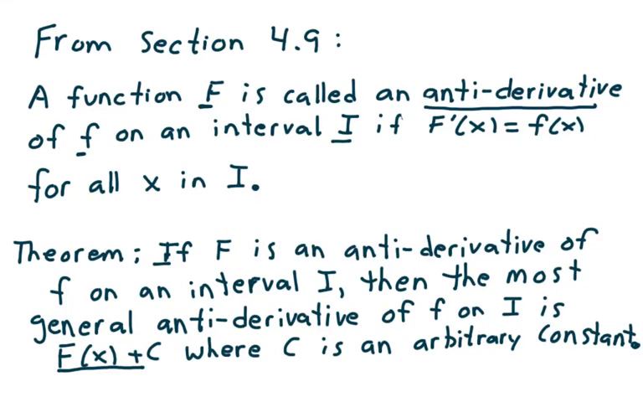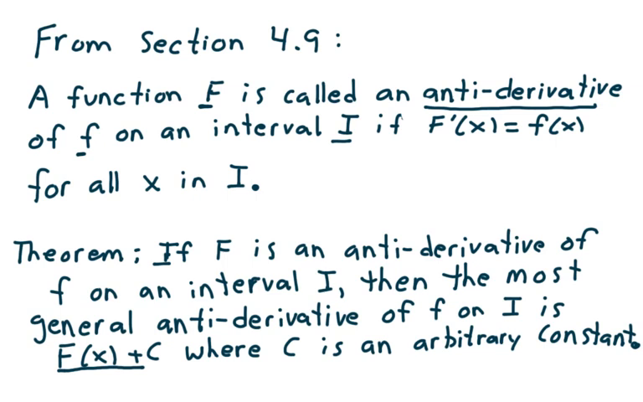This is a video from section 4.9. A function capital F is called an antiderivative of little f on an interval I if capital F prime of x is equal to little f of x for all x inside the interval I.